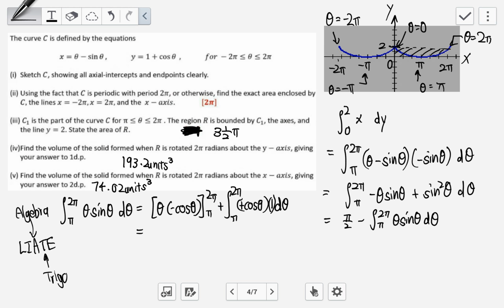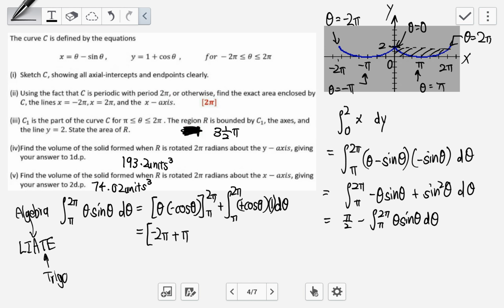So I simplify. This part I will substitute in. What is cosine 2 pi? Cosine 2 pi is just 1. So this one will become minus 1. Minus 1 times 2 pi is minus 2 pi. So we have it here. Then the next part, pi. Cosine pi is minus 1. Minus 1 times minus is plus 1, so plus pi.